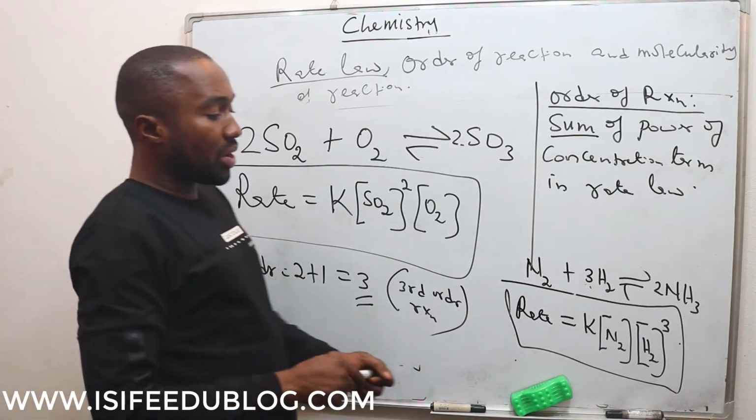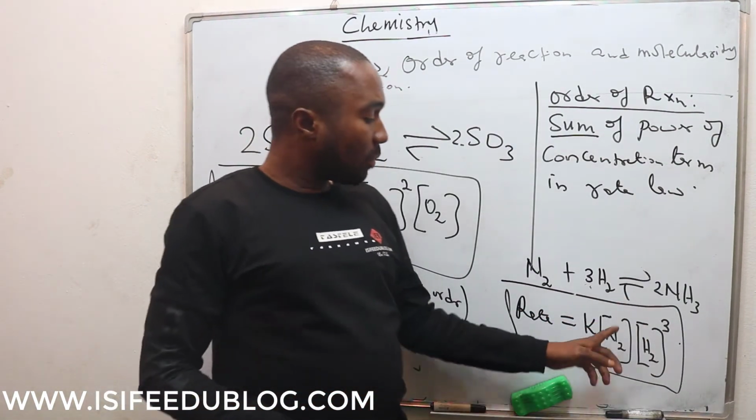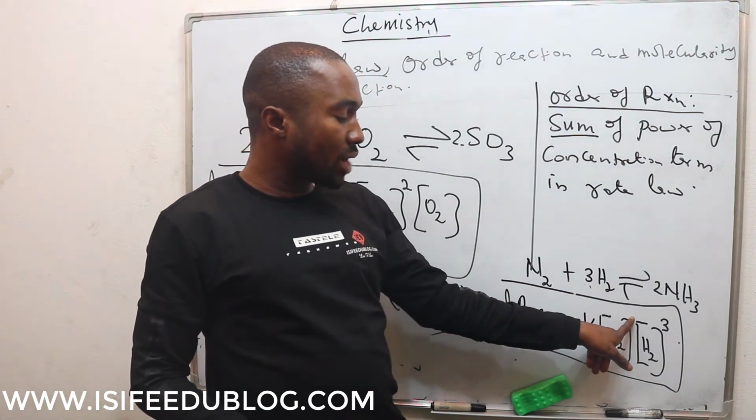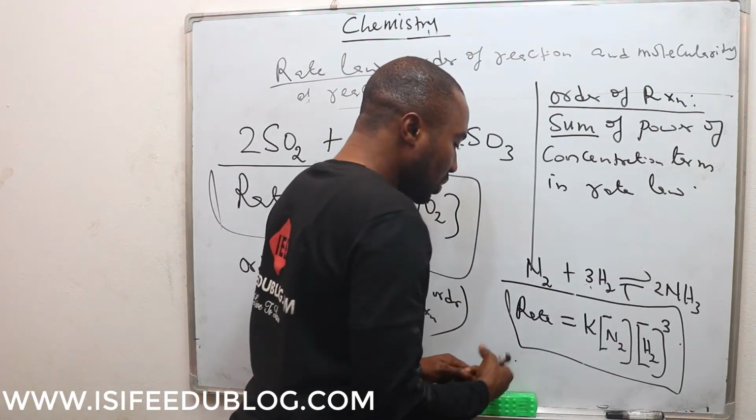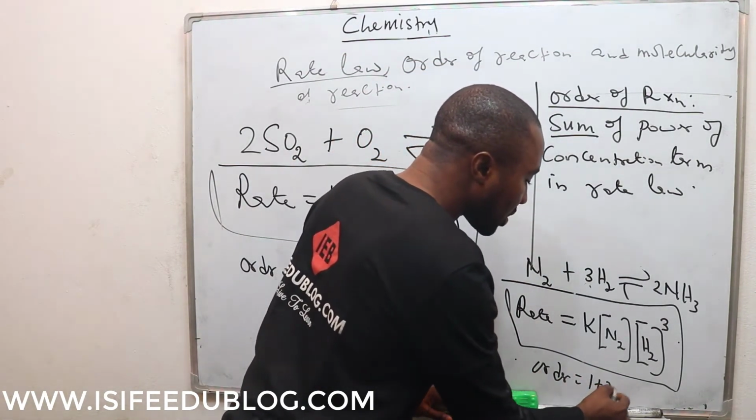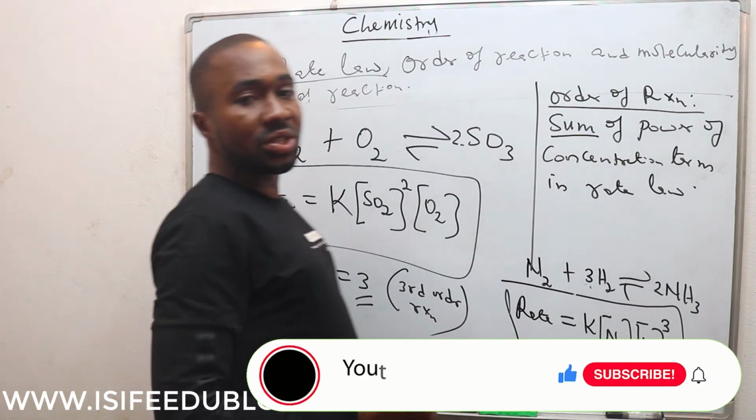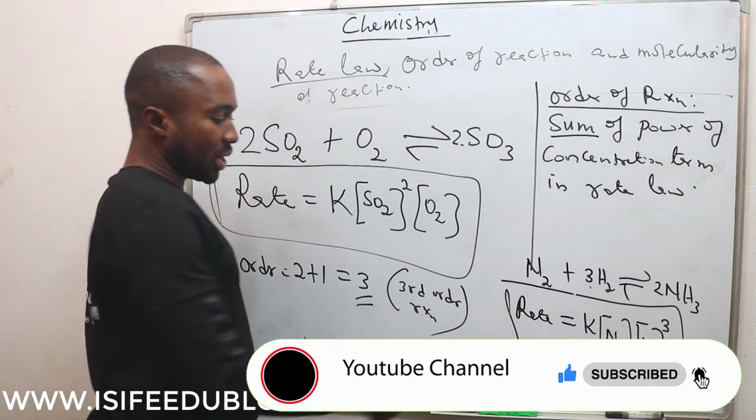If you look at this one and you want to know the order of this reaction, you add the powers. The power for nitrogen is 1, then hydrogen is 3. The order of the reaction becomes 1 plus 3, which is 4. So it is a fourth order reaction, while this one is a third order reaction.